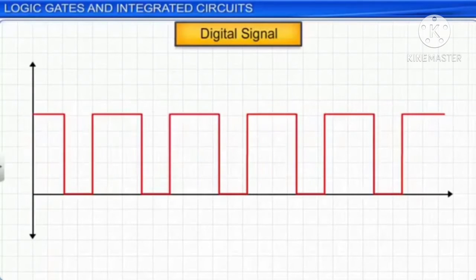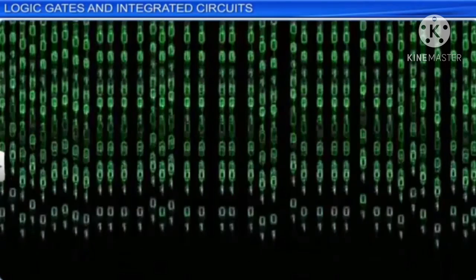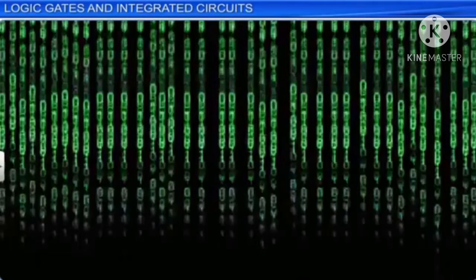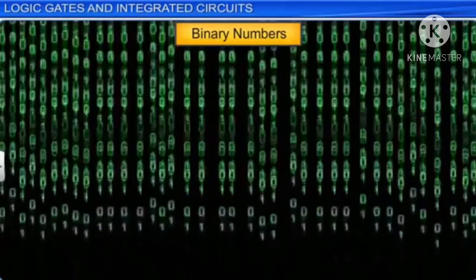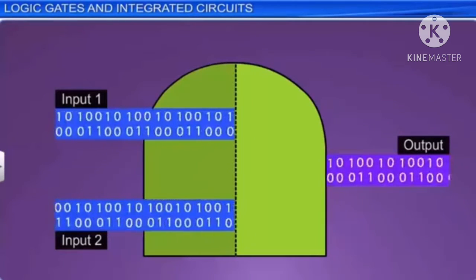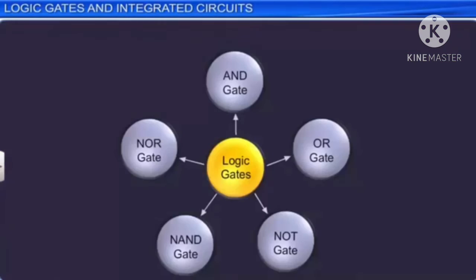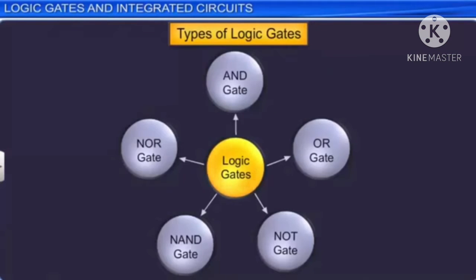A digital signal can only have a low and a high value of current or voltage represented by the numbers 0 and 1 respectively. Thus, digital signals consist of strings of zeros and ones called binary numbers. The circuits that control the flow of digital signals on the basis of a logical relationship between the input and output signals are called logic gates. The 5 commonly used logic gates are the AND, OR, NOT, NAND, and the NOR gates.